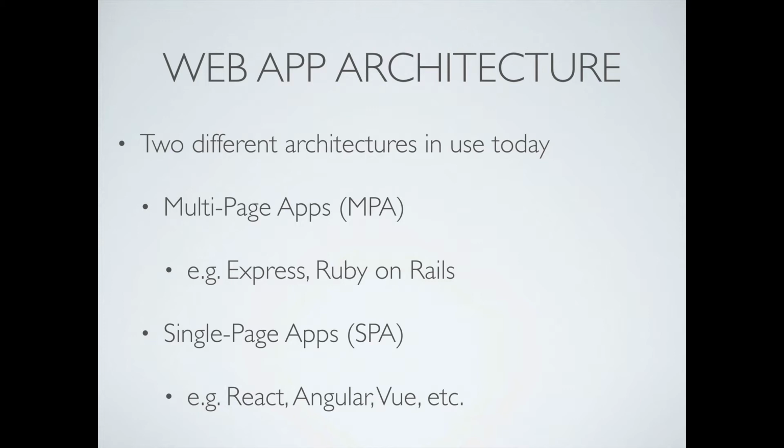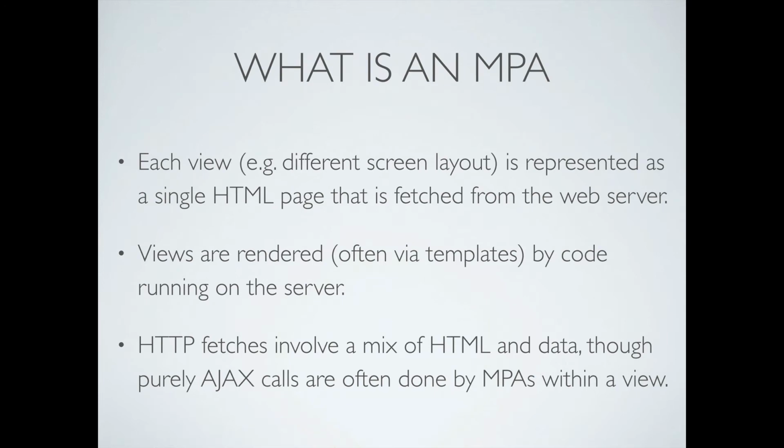So when you look at websites today, they largely fall into two categories: multi-page apps and single-page apps. Multi-page apps are what we've been doing all along and are built with tools like Express, Ruby on Rails, Flask, and so on. And a single-page app is something built with things like React, Angular, Vue, and so on. So a multi-page app is a web app where each view, each different screen layout, is generated by the server. So every time you look at a different page, you are going back to the server, and the server is sending you a different page. And this is what's happening with Express.